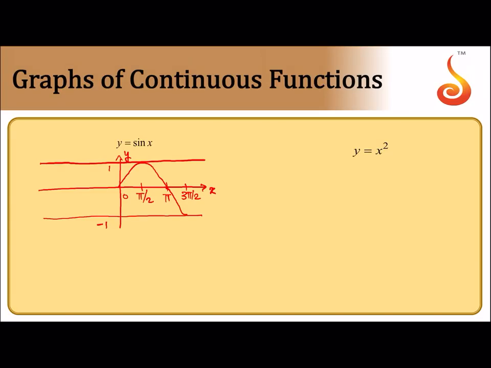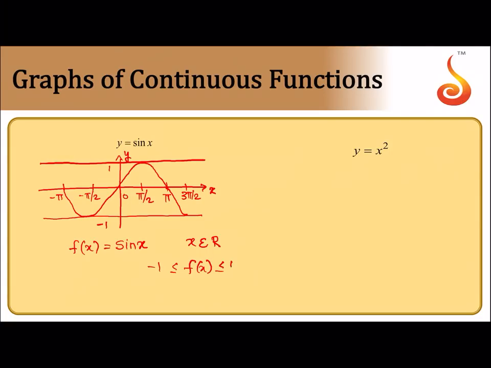And so on. So sine 0 is 0. Sine pi by 2 is 1. Sine pi is 0. Sine 3 pi by 2 is -1. Similarly, this is minus pi by 2 and this is minus pi. So sine minus pi by 2 is -1. Sine minus pi is equal to 0. So, f of x is equal to sin x.